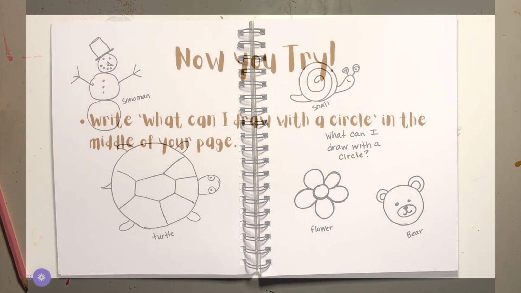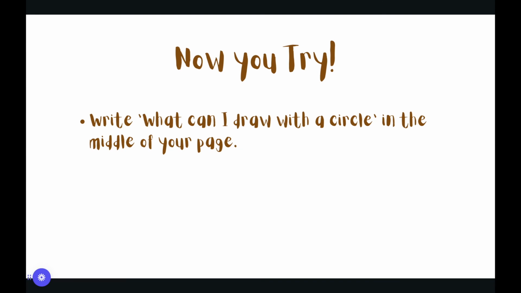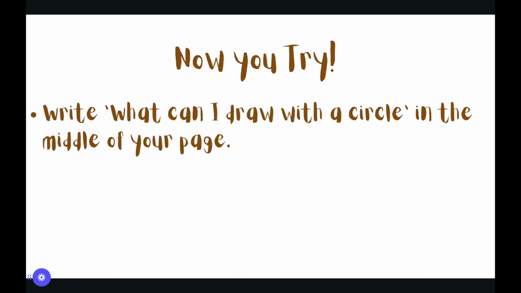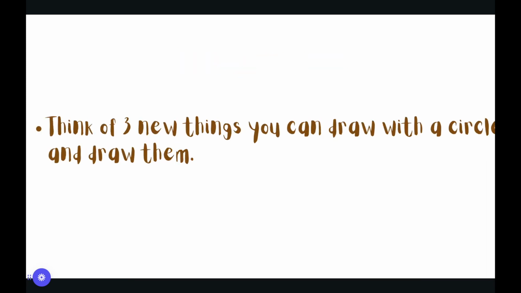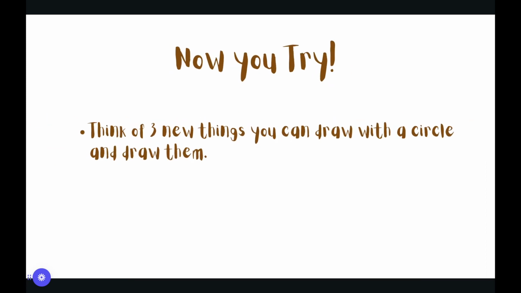So here's what you get to do now. Make sure that you write what I can draw with a circle in the middle of your page. And then you're going to try to draw at least 3 of the things shown in the video. If you drew all of them, that's great. If you just want to go back and try 3 of them, that's also great. And then you're going to think of 3 new things that you can draw with a circle and draw them.